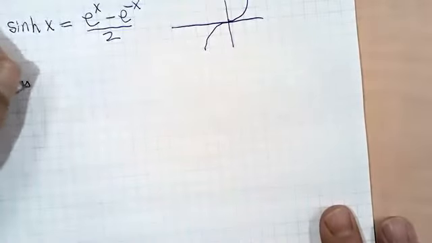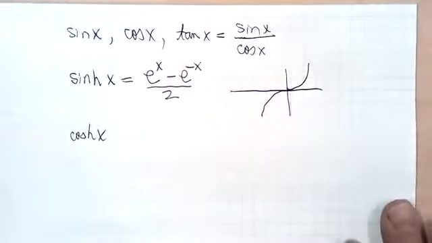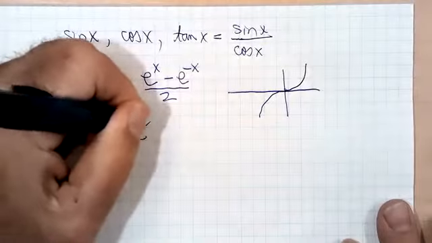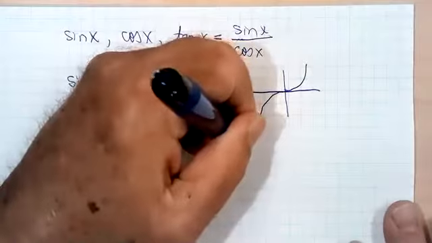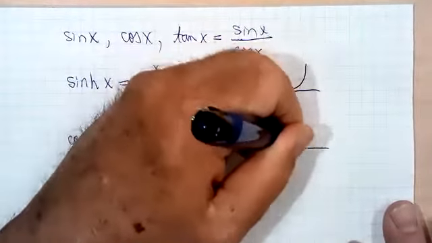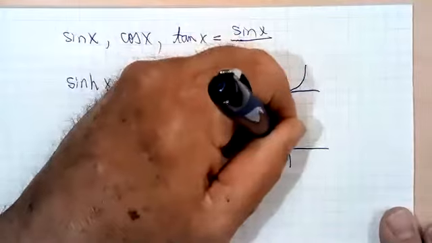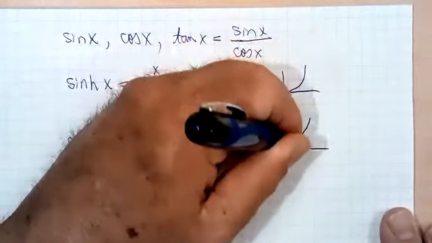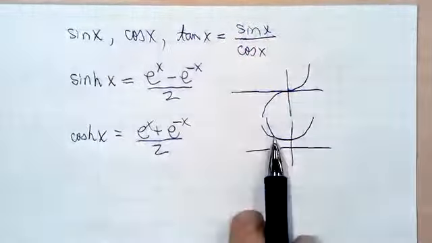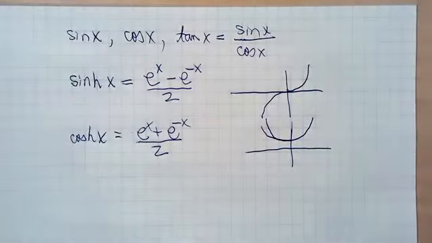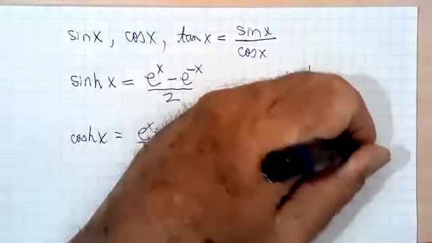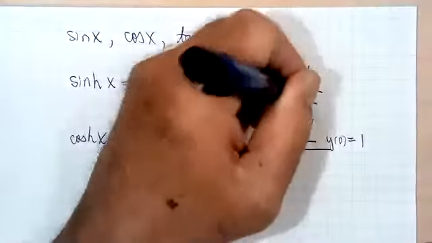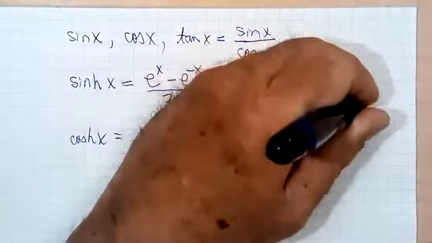The hyperbolic cosine is e to the x plus e to the minus x over 2. And its graph is like this. Well, it's supposed to be symmetric. The one side is supposed to be a mirror image of the other. And furthermore, its y-intercept is 1, and that one has y-intercept 0.